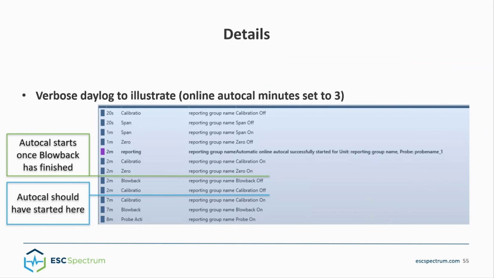And so here's an example of an autocal and a blowback kind of happening at the same time. And now they should be able to coexist peacefully.